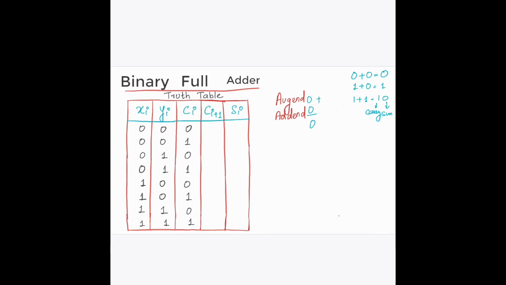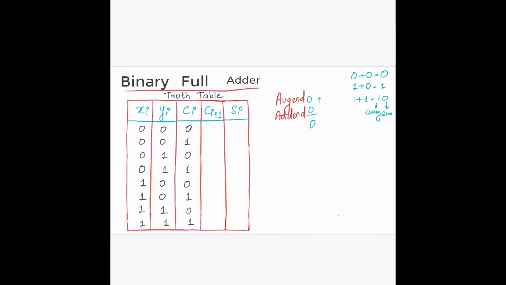Here xi is the augend, yi is the addend, and ci is the carry in from the previous bit position. When you add the bits, the output you get is called the sum, and the carry generated when adding the bits is called ci plus 1. In order to write the truth table, consider the combinations from 0 to 7.